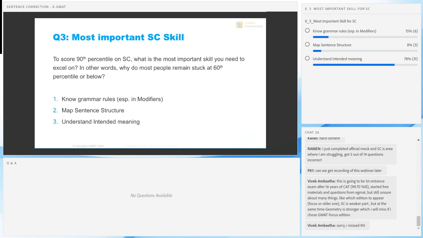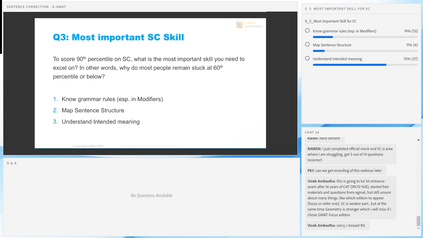All right, so amazingly, an overwhelming majority, I should say, believes that understanding the intended meaning is the most important skill. That is very good. Now, if the majority of you understand that meaning is the most important thing, then why are we in this session? You may wonder, why are we all not already above 80th percentile? One reason could be that we have just started preparing, but I'm pretty sure that's not the prevalent reason.